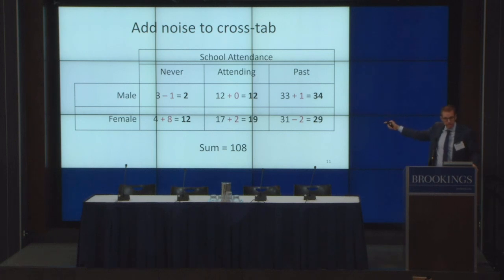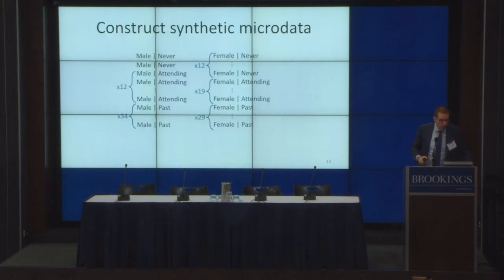So you could publish this data table, and it's differentially private. What the Census Bureau's software actually does is construct synthetic microdata, synthetic individual data, from that cross-tabulation, and that's what is then fed into the Census Bureau's tabulation software that they use to create Summary File 1, Summary File 2, and all those products that we're used to dealing with.